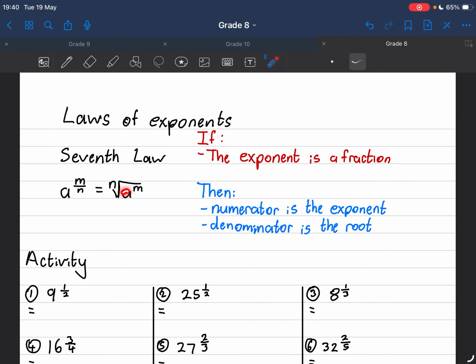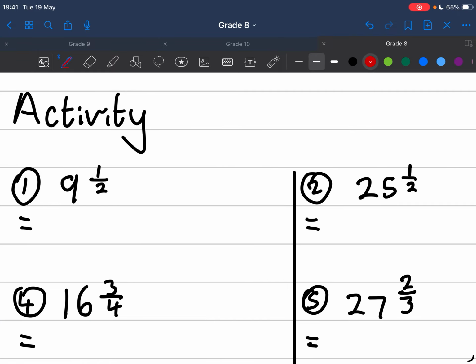So if you rewrite it, the numerator of that fraction, m, becomes the exponent, and the denominator becomes the root. Whatever is in the denominator goes on the root side. So let's try this out. The numerator is the exponent, and this is the root. If I put a 9, it's 9 to the power 1, and it's the square root of that, and the square root of 9 is just 3.